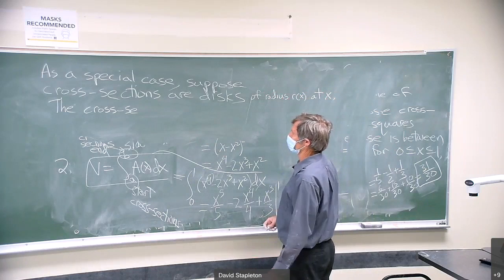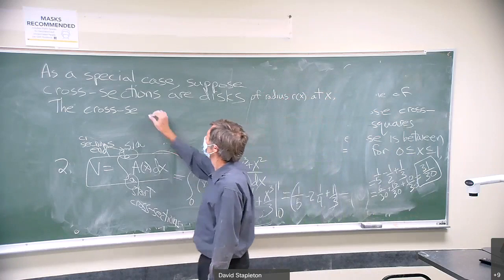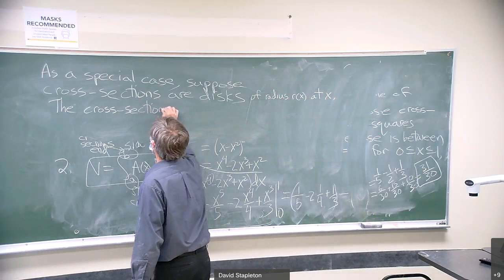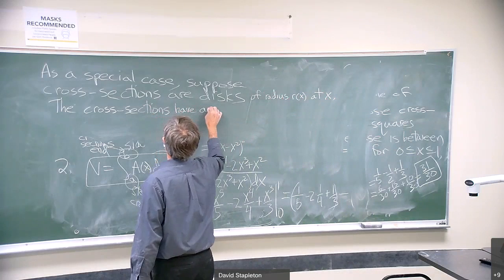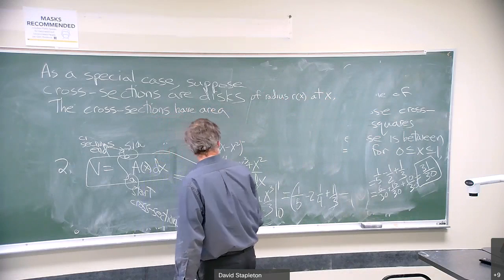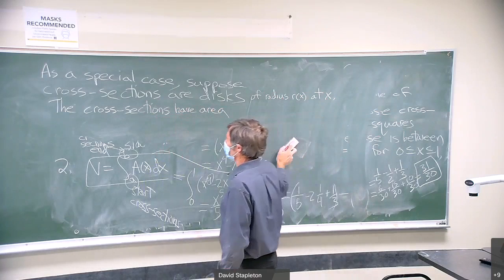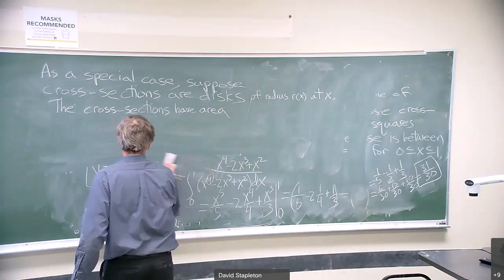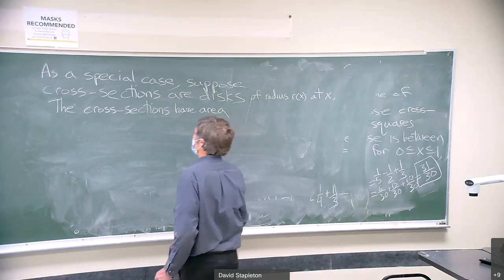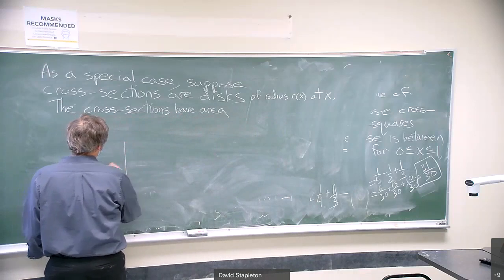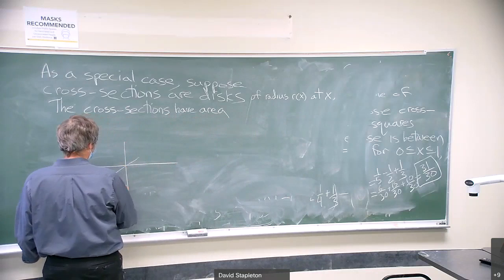Perpendicular to the x-axis again. I won't write that out. The cross sections have area what? Here's where the picture might make it easier. Yeah, it's just the area of a circle. Awesome. So what you're doing here is you're just taking the special case that the cross sections are circles.